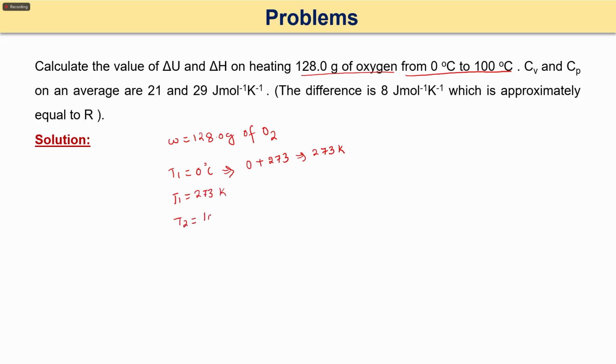T2 is 100 degrees Celsius. Let us change this degree Celsius to Kelvin. So 100 plus 273 will give us 373 Kelvin. So your T2 is 373 Kelvin. Now they have given us the values Cv and Cp on an average as 21 and 29 respectively. Cv is 21 joule per Kelvin per mole, and Cp is 29 joule per Kelvin per mole.